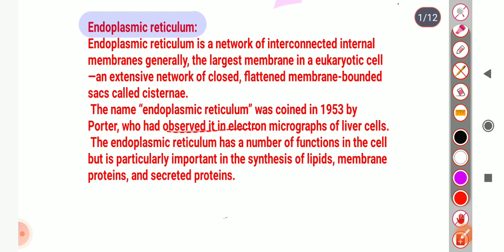He observed it in electron micrographs of liver cells. The endoplasmic reticulum has a number of functions in the cell, but it is particularly important in the synthesis of lipids, membrane proteins and secreted proteins. Its main function is the synthesis of lipids, membrane protein and secreted protein.